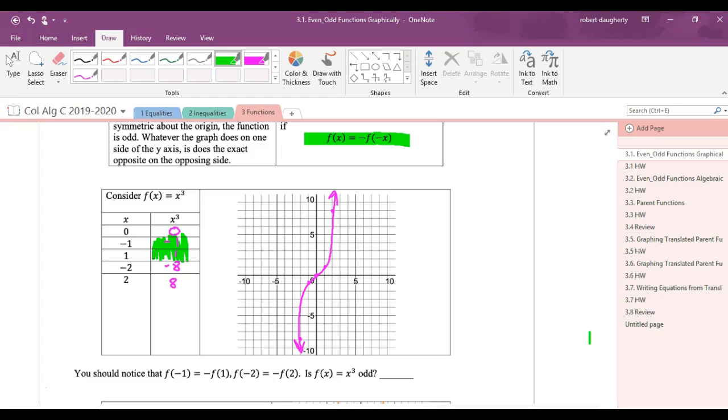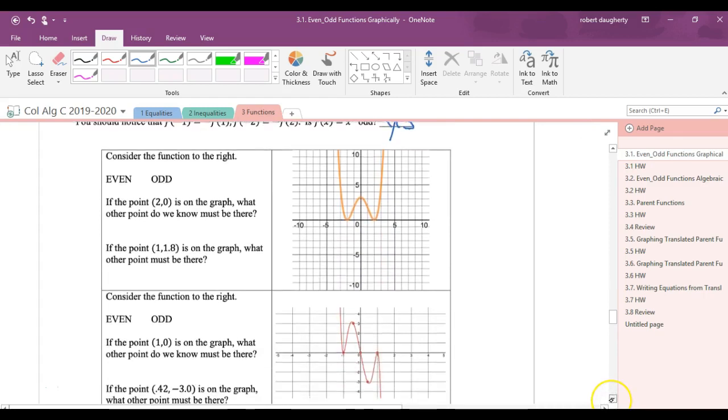Odd function. So for this one, I would expect if this were an even function, those numbers would match exactly. They don't match exactly. They are opposites of each other. That makes this an odd function. So in this case, is this an odd function? Answer is yes. This is an odd function because what you see on one side of the axis, you see the exact opposite on the other side of the axis.